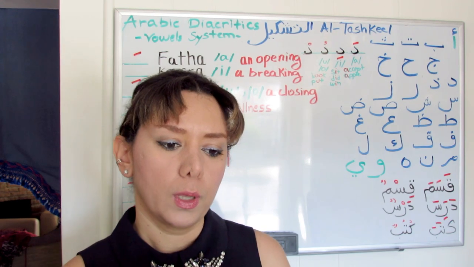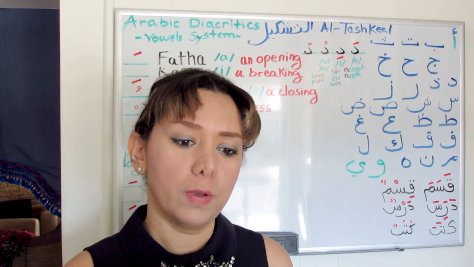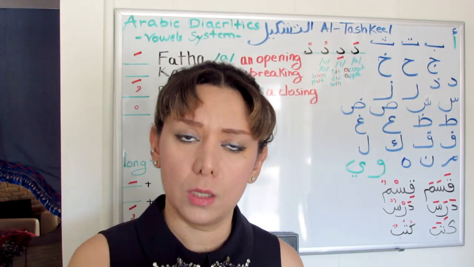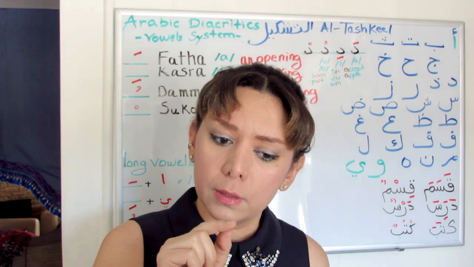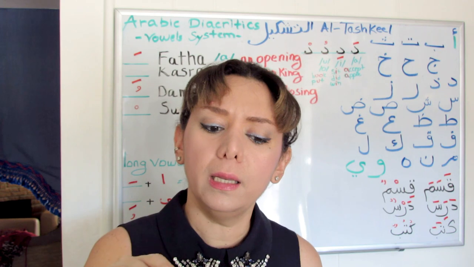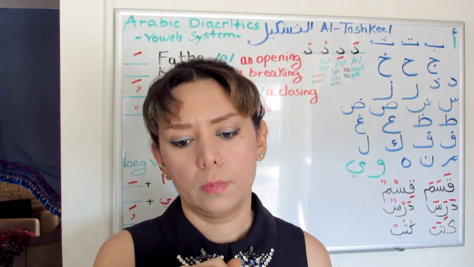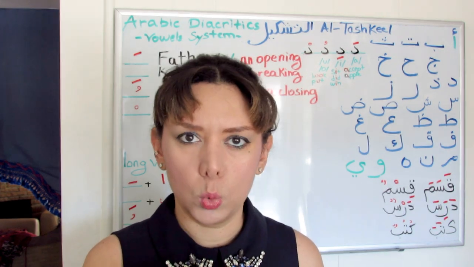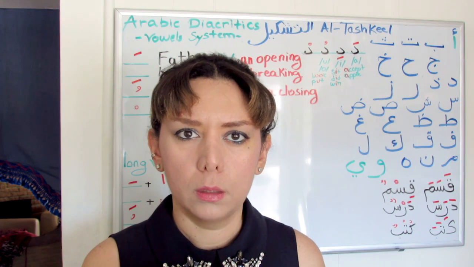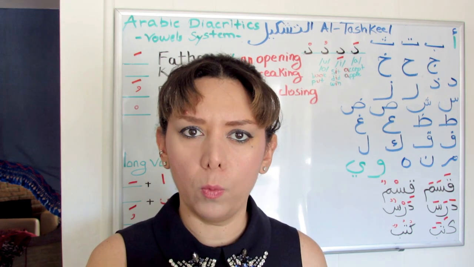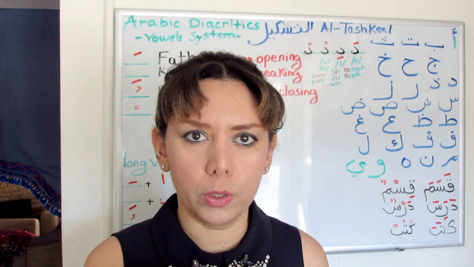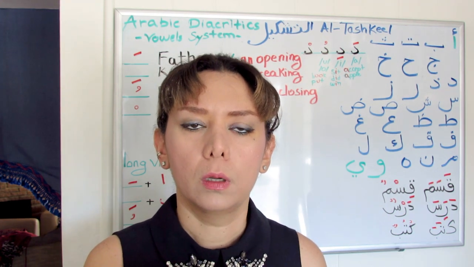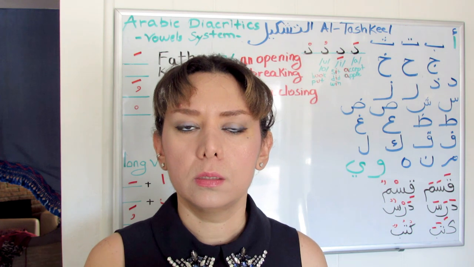And like these short vowels, there is sukun, which is stillness. Once it's placed on a letter, it should not have any sound pronounced, because the letter has to be static, like b, t. No short vowel comes after the pronunciation. It's not like ba or ti or tu. It's b, r, h, z.